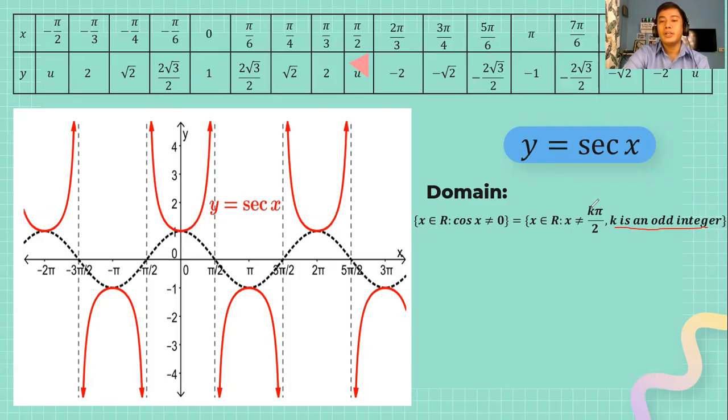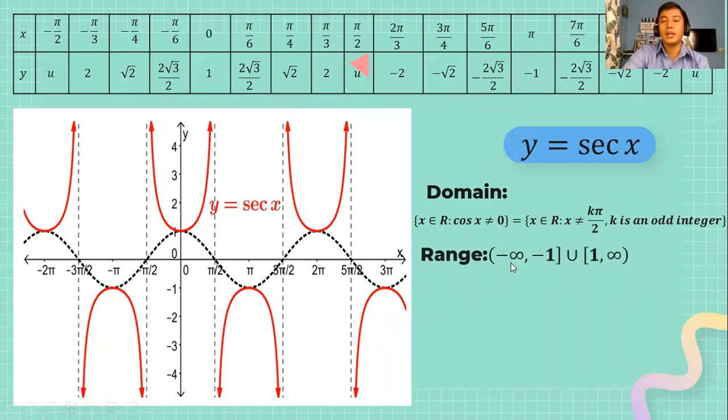So it could be pi over 2, 3 pi over 2, 5 pi over 2, meaning they are asymptotic on those parts. So they should not be equal to 90 degrees, 270 degrees, 450 degrees, and so on. So you repeatedly add 180 degrees, every k pi over 2. Those are not included because the graph becomes asymptotic on those parts, so they will never touch those graphs.